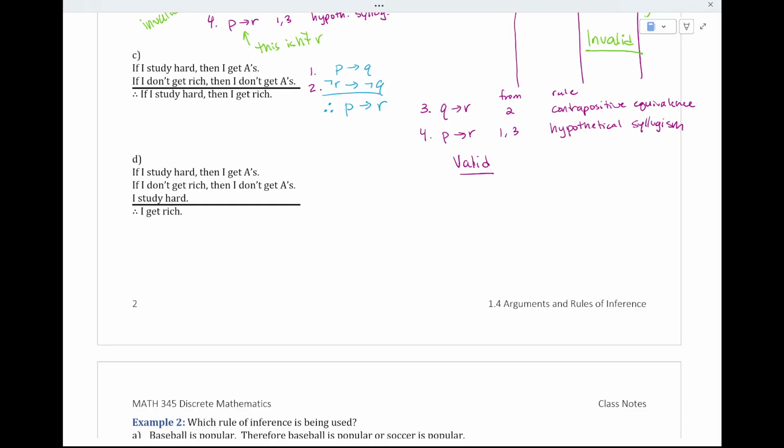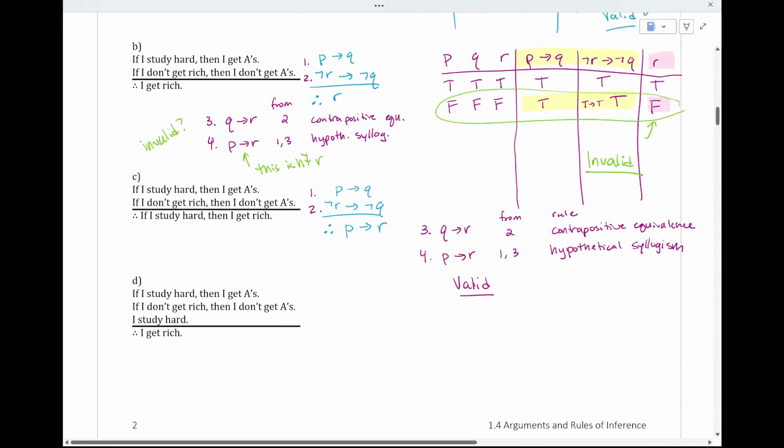If you wanted to use a truth table to show an argument was valid, you do have to show the whole table, all the rows. So for this one, if I go back up, you would have had to show this whole table, not just 2 rows. There are 8 rows in this table. You would have to show all 8 rows.